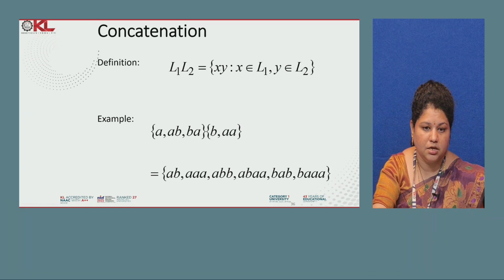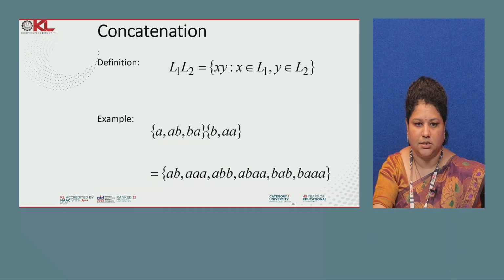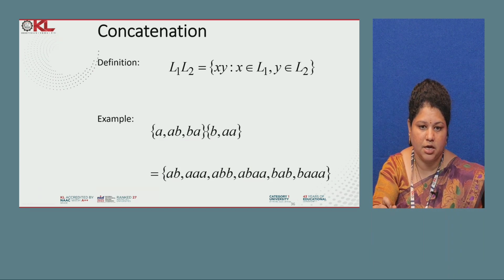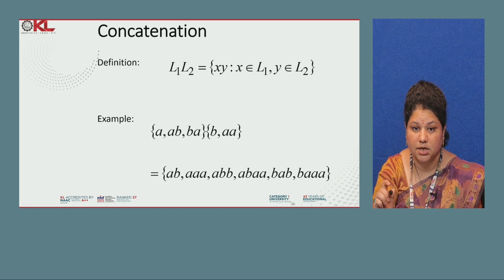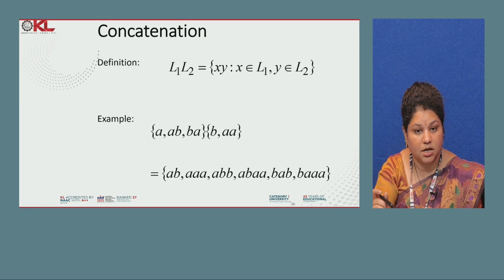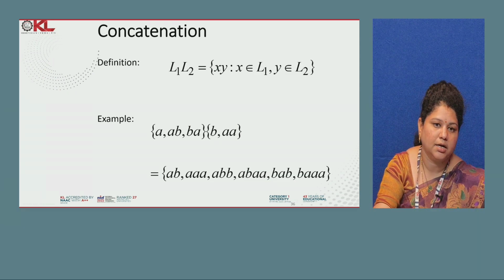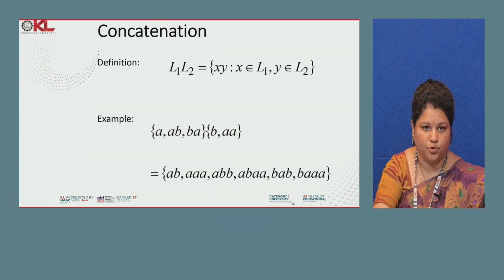Concatenation operation. Here we are having two sets, A, AB, BA, BB and B, AA. So concatenation operation means the first set is concatenated with the second set. From the given first set, A is concatenated with the second set's B. After that, A is concatenated with the second string, A. Similarly, the remaining strings are also concatenated with the second set. In this way, the concatenation operation is performed.